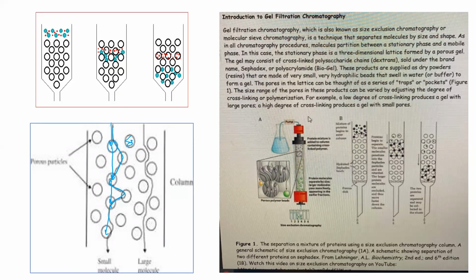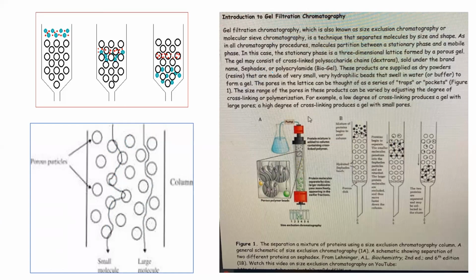The slower molecules and the larger molecules will travel at different rates. In the voids, like in the gaps, you can see that these are the gaps. The large molecules will travel through the voids, through the gaps, and then they can be eluted. Okay, so this is basically how size exclusion chromatography works, or you can say gel filtration chromatography works.